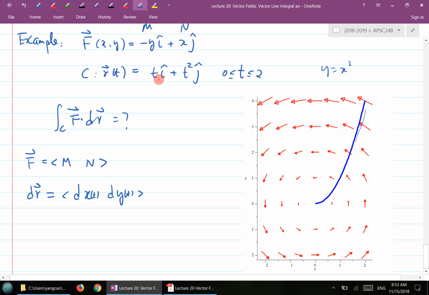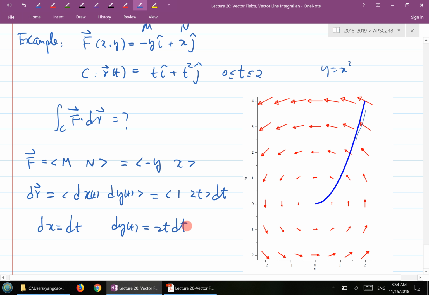So you see here, this x of t is t, this y of t is t squared. In this case, you have a negative y and then x. And in this case, here's a t, so t squared. So you get 1, 2t, and then times dt. Right? Times dt. So basically, dx equal to dt, and dy at here equal to 2t dt.